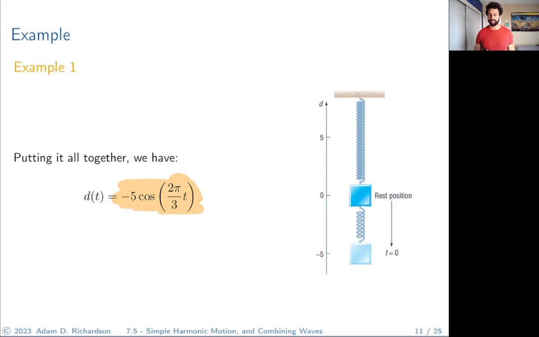And that's it. So what this function gives you is the displacement of that object hanging from the spring at any time t. And that's the idea. Pretty cool, huh? I think it's pretty cool.